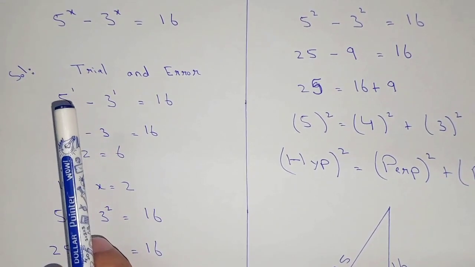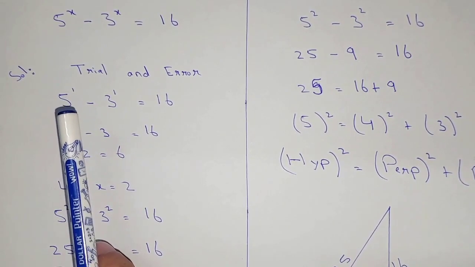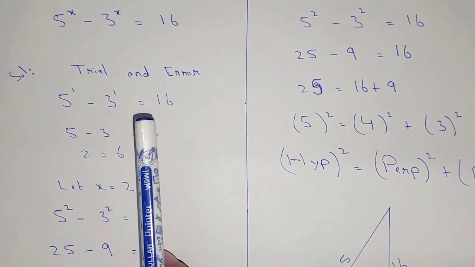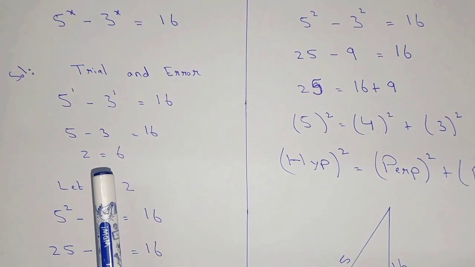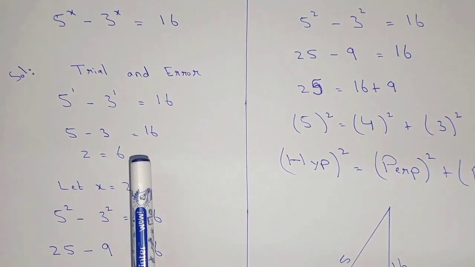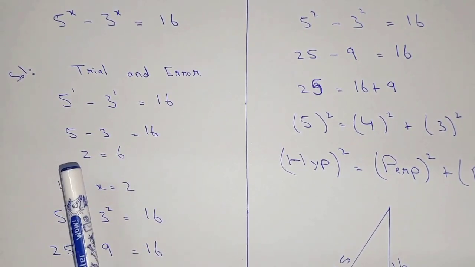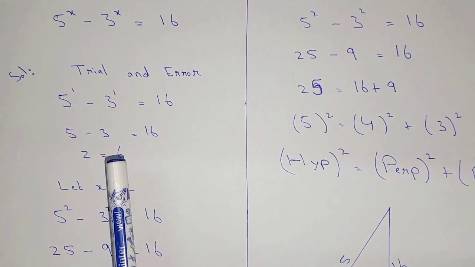So let's suppose x equal to 1. 5 power 1 minus 3 power 1 equal to 16. So 5 minus 3 equal to 16. So here we have 2 equal to 6. So both the sides are not equal. It means x is not equal to 1.